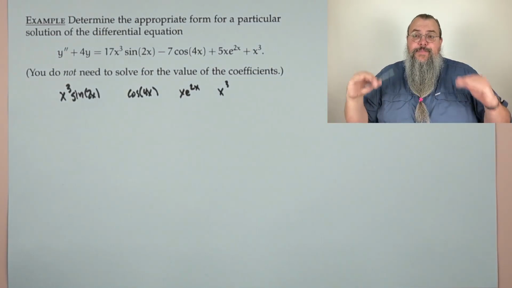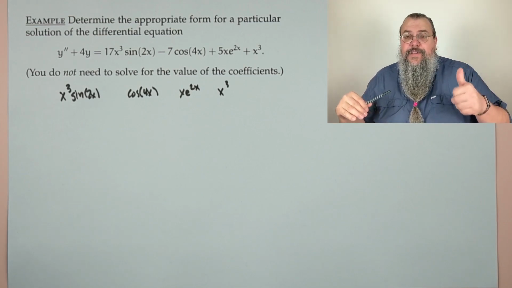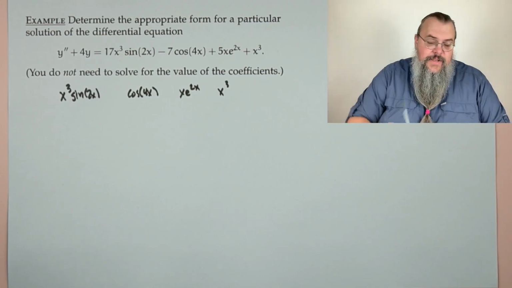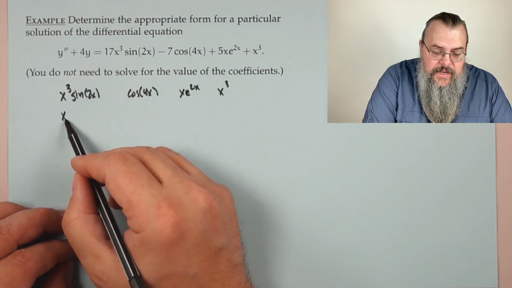Now we go through piece by piece. Say, okay, first thing, powers of x. Is there a power of x? If so, work your way down. Well, there is a power of x here. So I see an x cubed, so I better have an x squared.